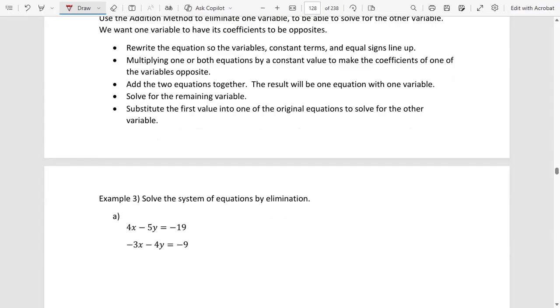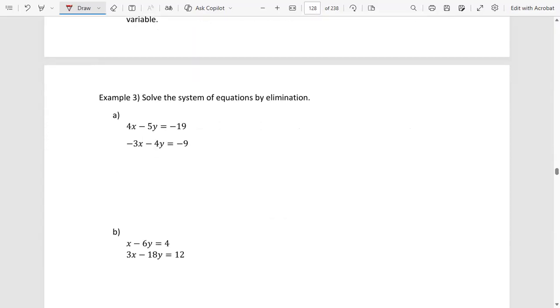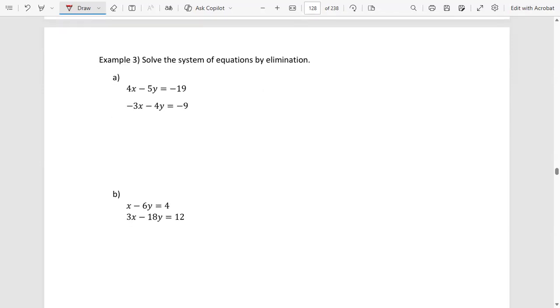Sometimes we need to multiply both equations to get the same number. Sometimes we just multiply one equation to get the same number. Let's look at example 3. We want to solve the system by elimination.